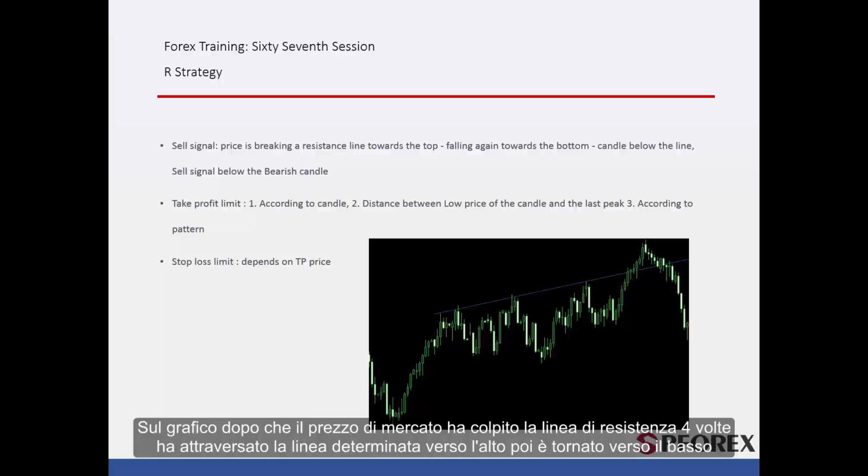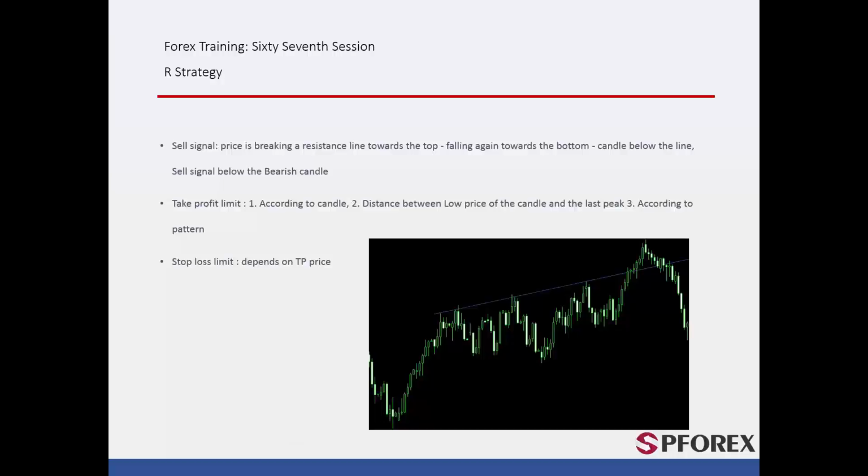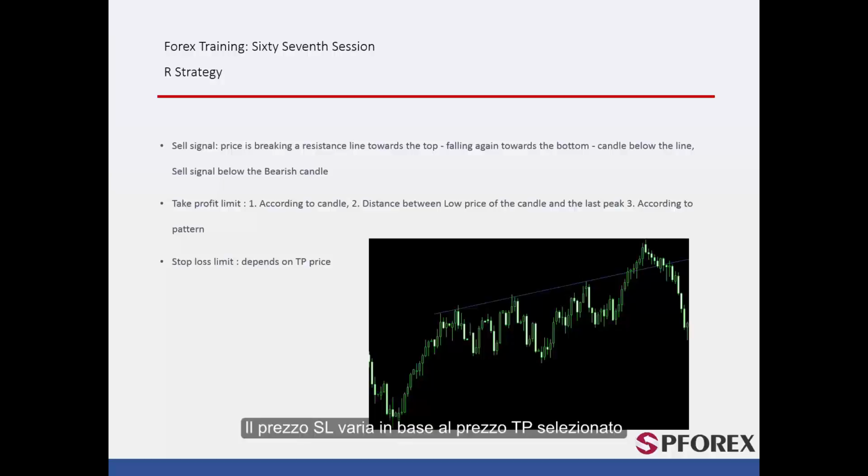On the graph, after the market price has hit the resistance line 4 times, it crossed the given line towards the top, then returned towards the bottom. As a candle formed under the given resistance line, a trader could place a sell order. TP prices could be determined by the bearish candle length, the distance between the low price of this candle and the high price of the candle on the last peak, and also a flag pattern in this area that could be detected in a shorter time frame. SL price varied based on selected TP price.